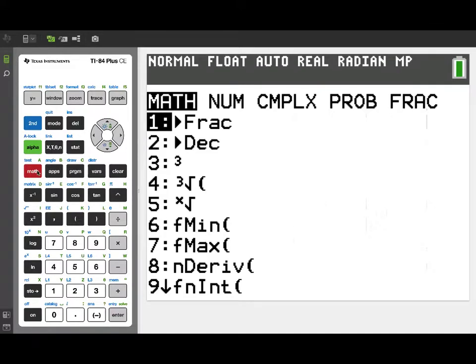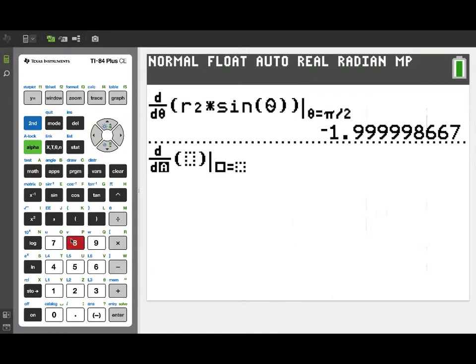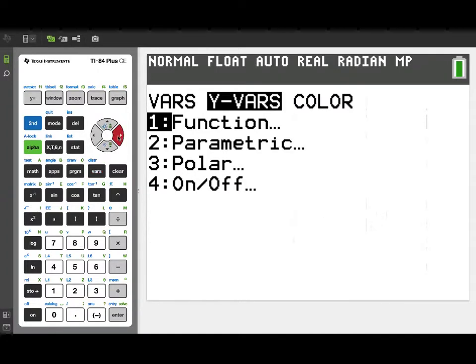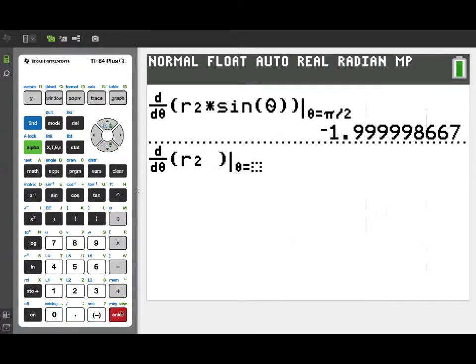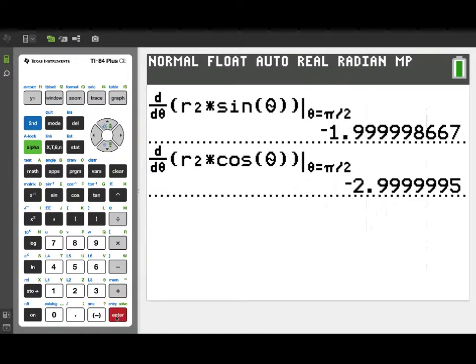Now let's do the same thing for x. X will be given by r2 times cosine theta, and so I'm retrieving r2 from the y variables polar menu, and taking that times cosine theta, and I'm going to calculate the derivative with respect to theta of that function at theta equals pi over 2. And once we've done that, we can see that we get a number very close to -3.